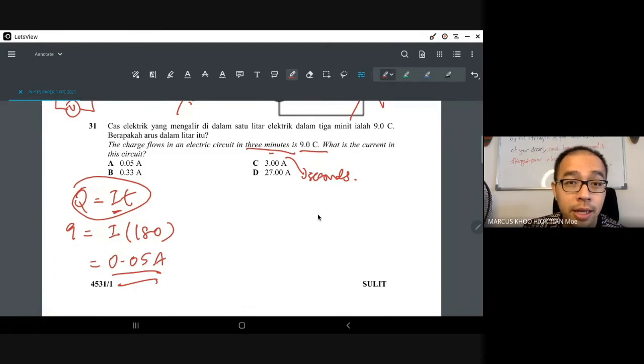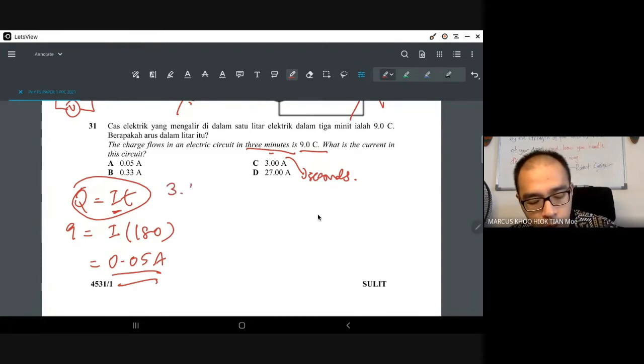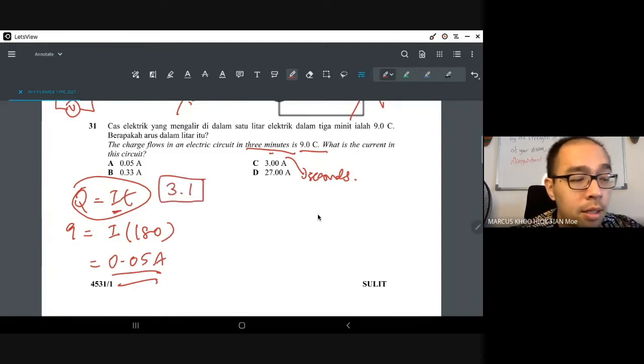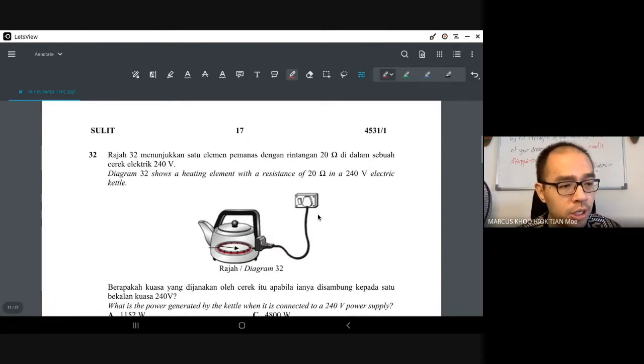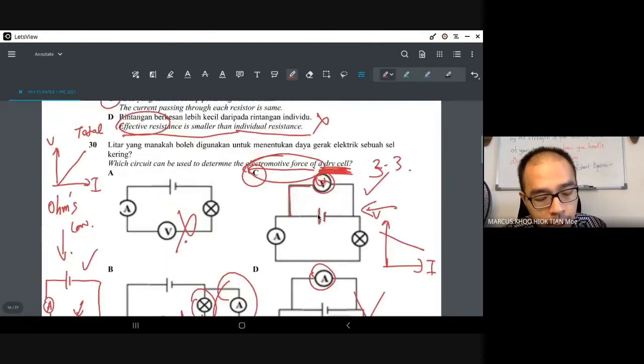Okay, this formula again is given to you at the first page lah. Q equals to IT. This is subtopic 3.1, if I'm not mistaken lah. I hope I got my chapters correct. Should be lah, should be. Okay, coming down to the final stretch.